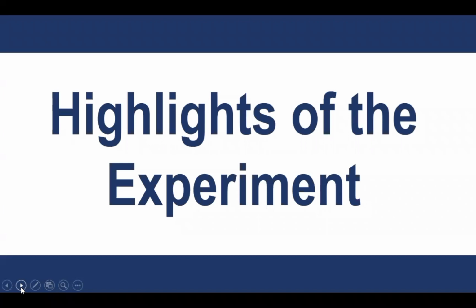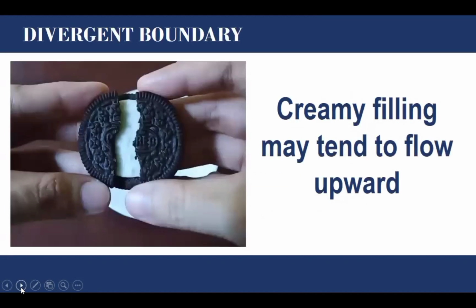For you to remember the concepts, let's have the highlights of the experiment. First, when we push down the plates and slide them apart, the creamy filling between the two broken plates may tend to flow upward. This demonstrates a divergent boundary. It happens when two tectonic plates move away from each other. And when that occurs, the magma or molten rocks escape or rise from the Earth's mantle to the surface or into the space between the spreading tectonic plates.